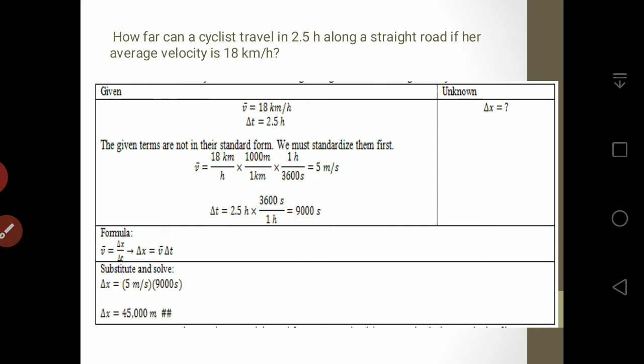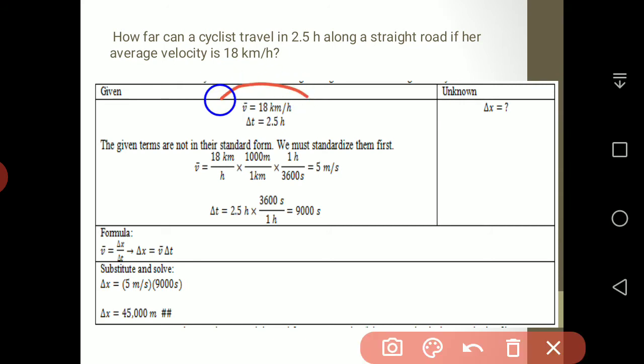Next. How far can a cyclist travel in 2.5 hours along a straight road if the average velocity is 18 kilometers per hour? Yun lang. Ang units natin ay hindi standardized. Ini-standardize muna natin sila. Gagawin natin sila with respect to velocity, meters per second, tapos with respect to time, seconds lang. Gagawin muna natin silang ganyan.